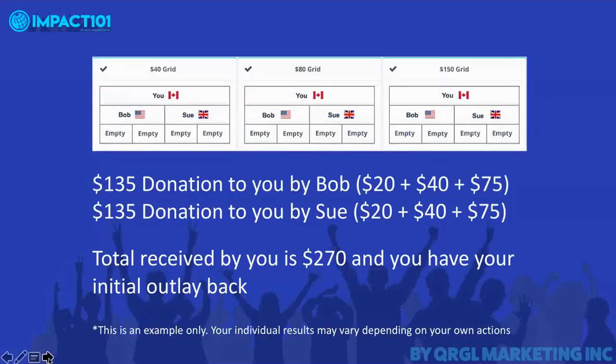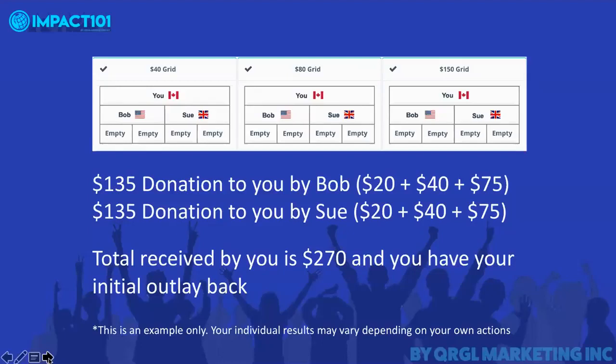Let's say you share this with some people, and Bob and Sue both get the picture and join you. They start with the first 3 grids just like you did. They each make a $135 donation to you as their inviter. They also make a $135 donation to the other person they fell beneath in the grids.